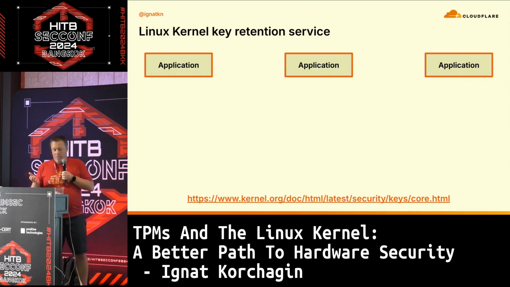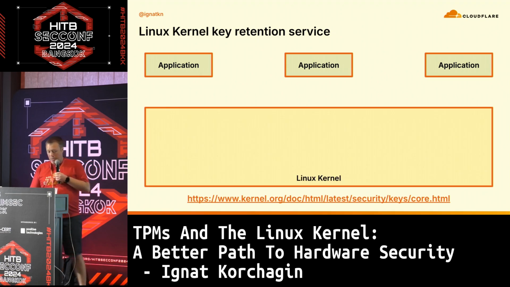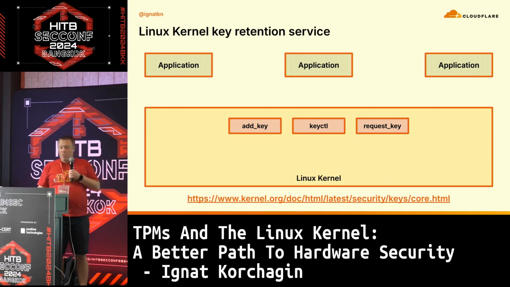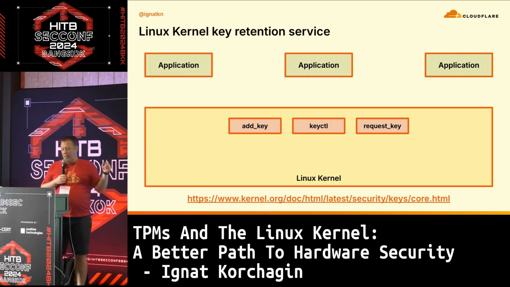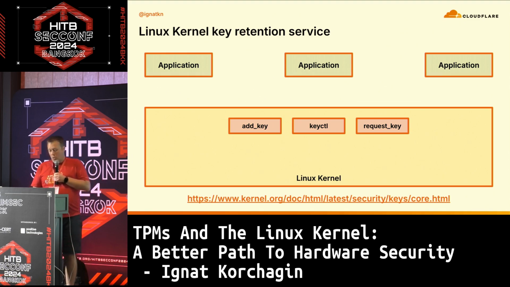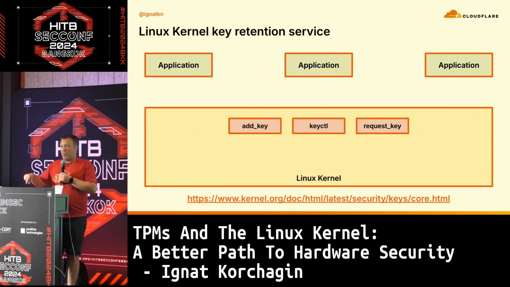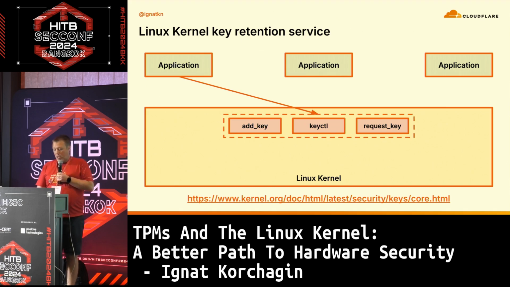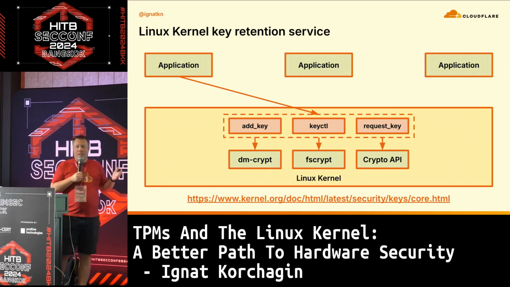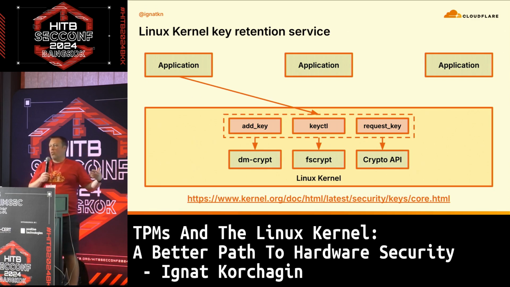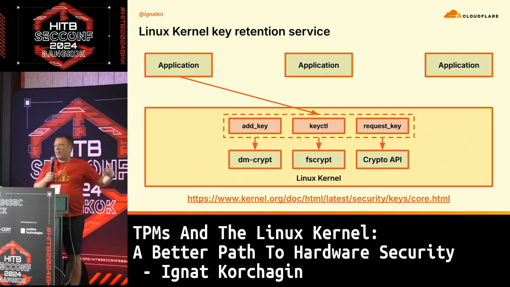So what it means is basically you have a bunch of applications, and you have the Linux kernel. The Linux kernel provides 3 system calls: add key, keyctl, and request key. Applications can use these system calls to store cryptographic keys inside the kernel. It was originally developed to provide keys to in-kernel crypto subsystems like disk encryption.